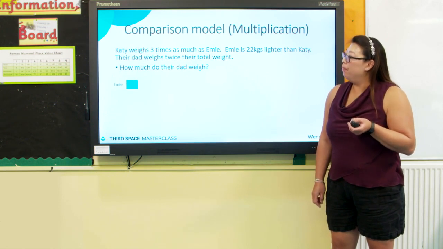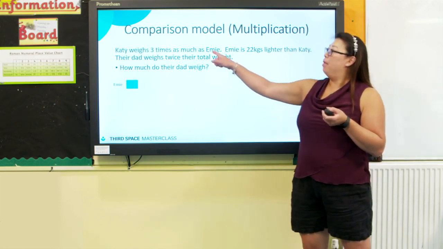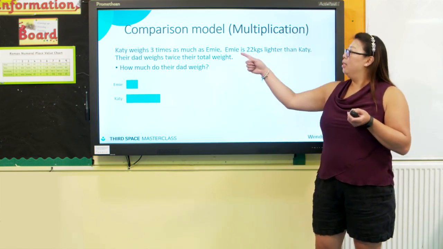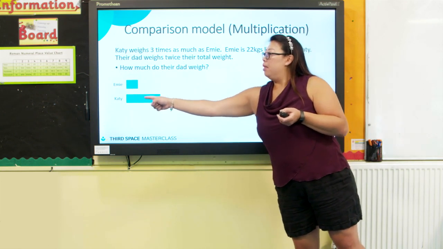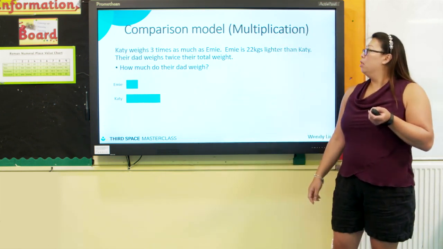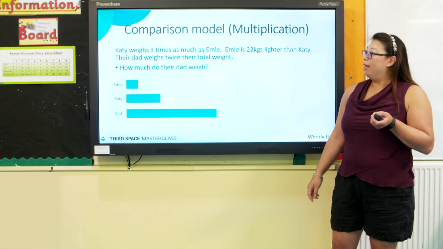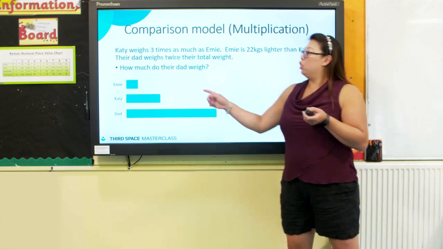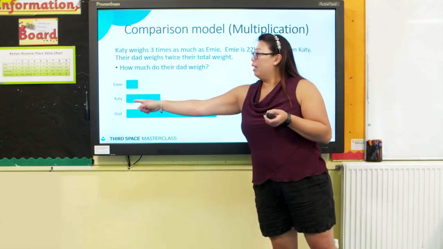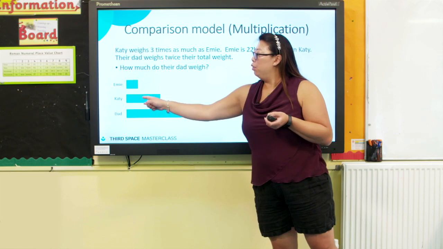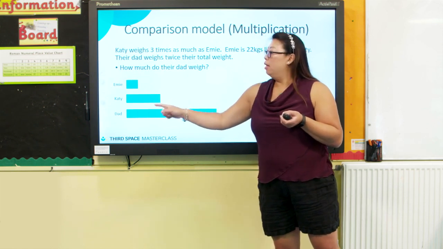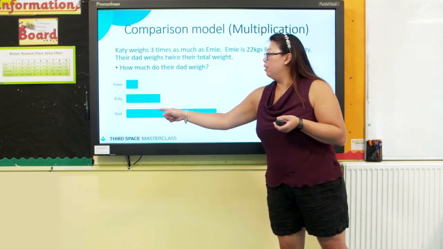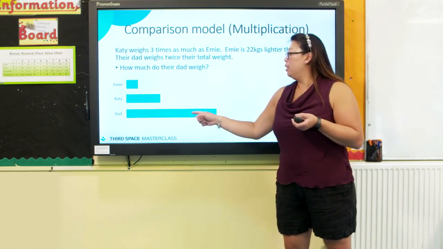So again, let's model it. What we do know is that Emmy weighs a certain amount, and that Katie is 3 times Emmy's weight. We also know that their dad is twice their total weight. Now, the total weight for Emmy and Katie is 1, 2, 3, 4 parts. Therefore, twice the 4 parts would mean that dad is 8 parts. So 1, 2, 3, 4, 5, 6, 7, 8.